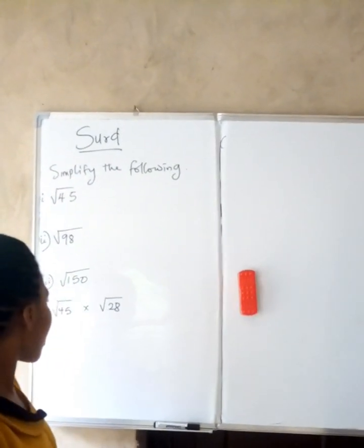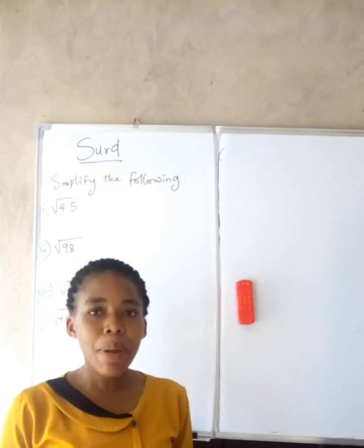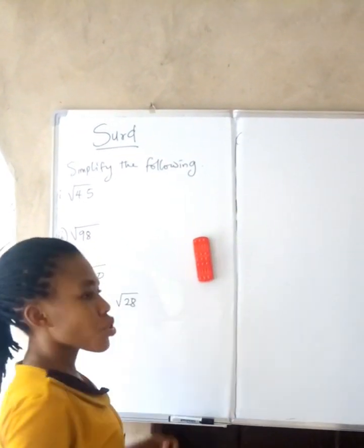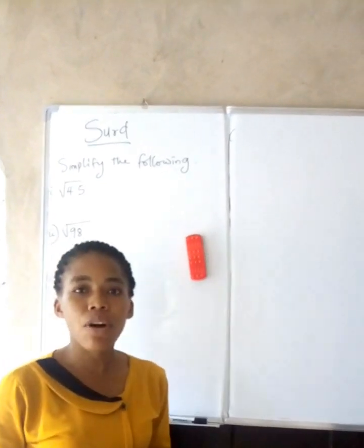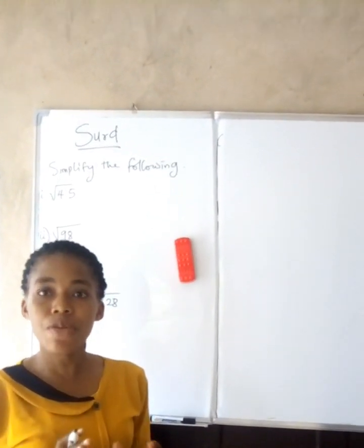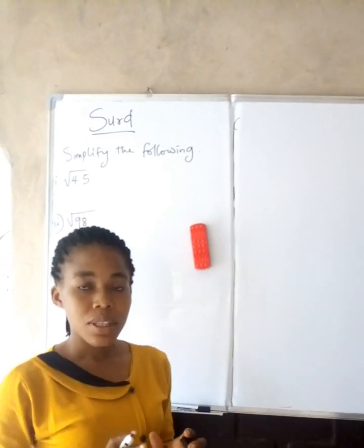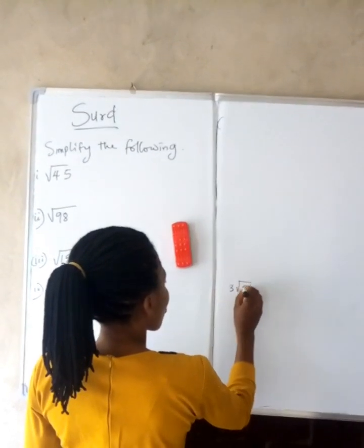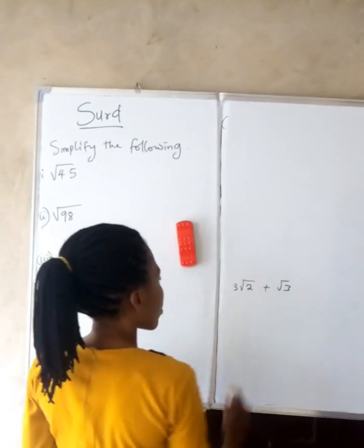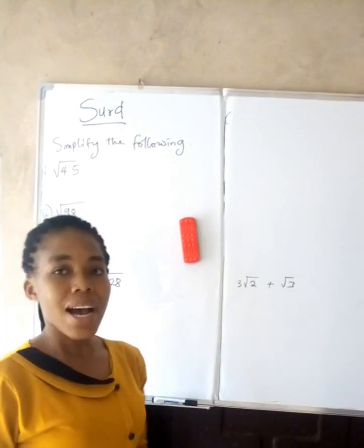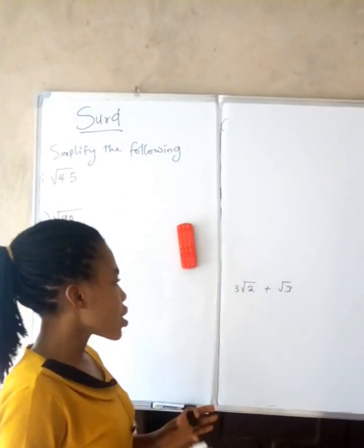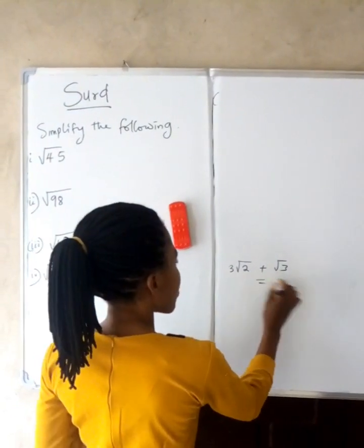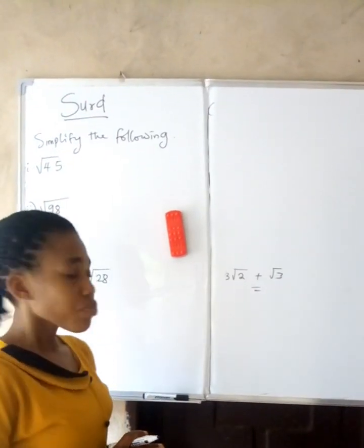Simplify the following. Now remember I told you that surds can be added if they are of the same roots, but with different roots, do not add them. The same thing with subtraction. If we have maybe 3 root 2 plus root 3, you see the roots or the surds are different, so they are not the same. For that reason, do not add. If you arrive at this point, this becomes the final answer.